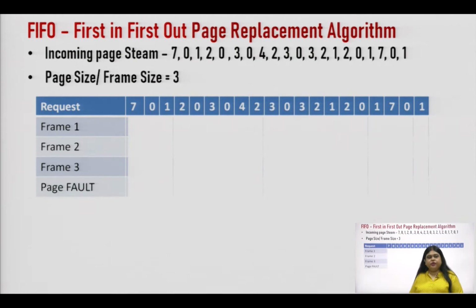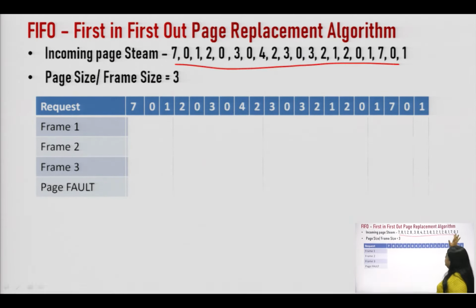Okay. Now, over here there is an incoming stream of pages. Now, these are all individual pages. So, let us consider them as page numbers. This 7 is a page number, 0 is a page number, 1 is a page number, 2 is a page number, and so on. That means, the process that is under execution is requesting for these pages.